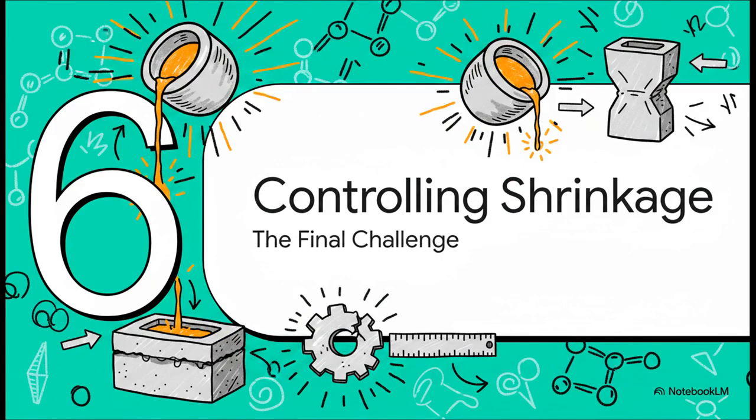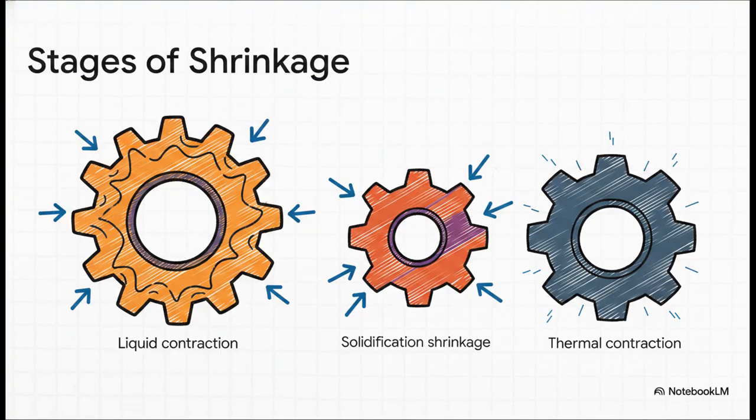Finally, Section 6, controlling metal shrinkage, the inevitable contraction. As that phase change happens and the heat escapes, the metal inherently contracts. It's just physics. But shrinkage doesn't just happen all at once. It actually threatens to ruin the casting in 3 distinct stages. Stage 1 is liquid contraction. As the molten metal cools before freezing, it shrinks in volume.